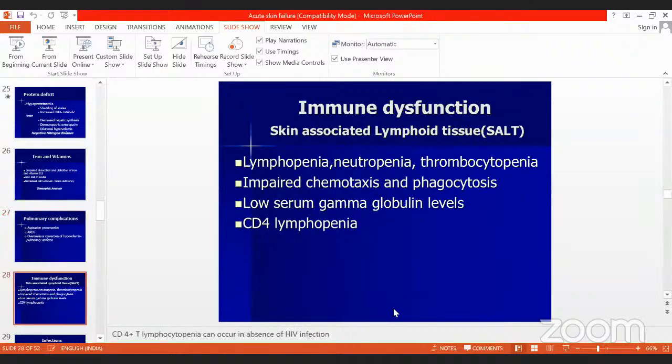What happens to the immune dysfunction? We talked about the skin having an active immune system. In patients with acute skin failure, all the penias can happen: lymphopenia, neutropenia, thrombocytopenia. Whatever neutrophils are there, they do not perform proper chemotaxis and phagocytosis. Serum gamma globulin levels may drop, and there may be CD4 lymphopenia.